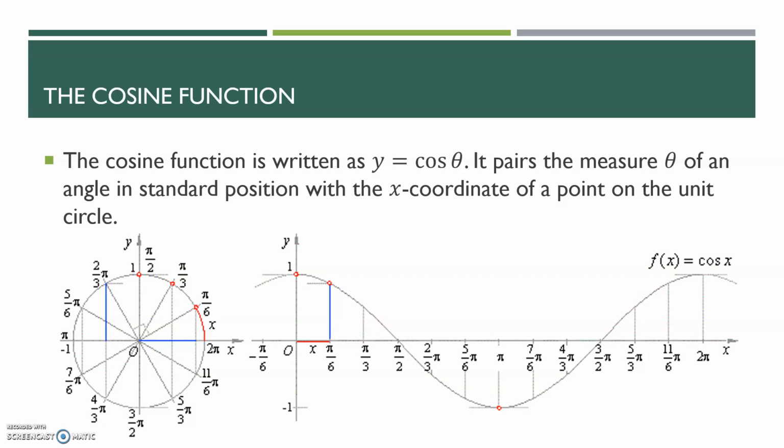So if we look at this point right here, we see that it's pi over 2. So we're saying, okay, when theta is pi over 2, what is the x coordinate, or what is the cosine value? Well, the cosine value right here is the x coordinate, and so it would be 0, 1, so it would be pi over 2, 0. So when I go over to pi over 2, I see that the graph is at 0.